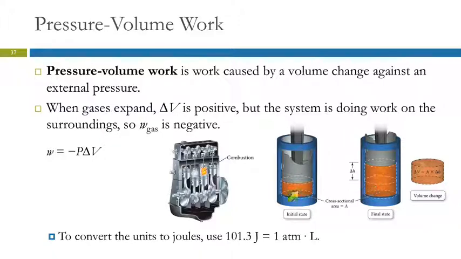This is the sort of work that happens inside of an internal combustion engine. In the pistons in your car, you have these small explosions that expand the volume and push a piston down against a force or against a pressure, and then your car translates that into forward motion. So W equals negative P delta V.